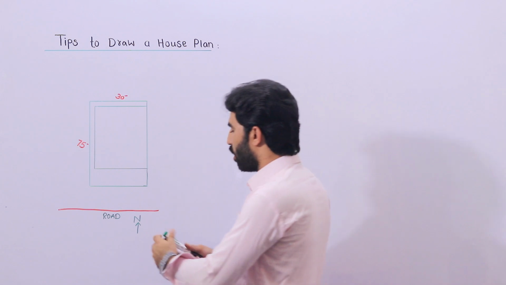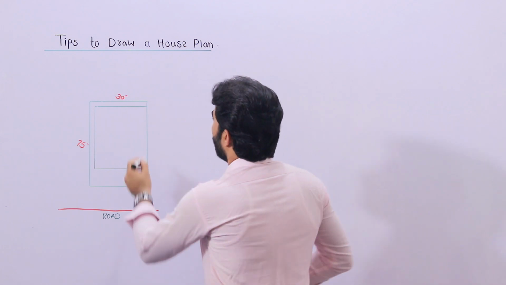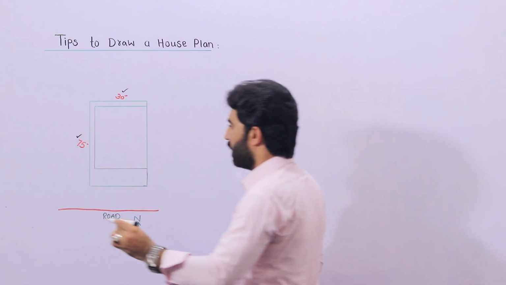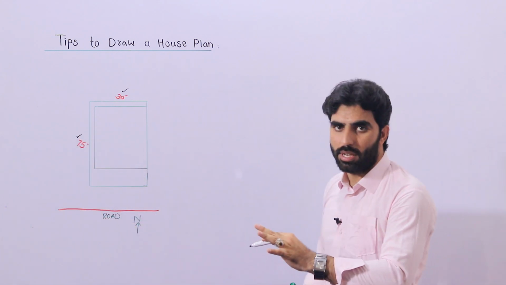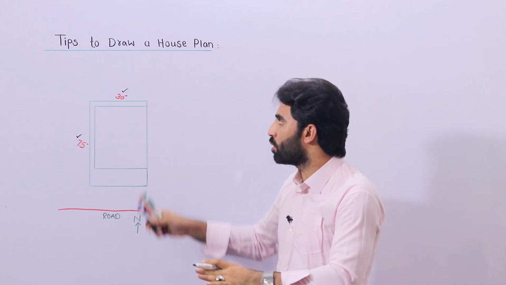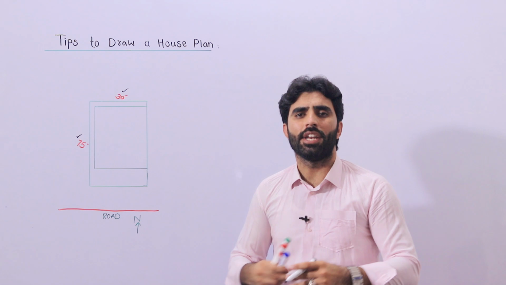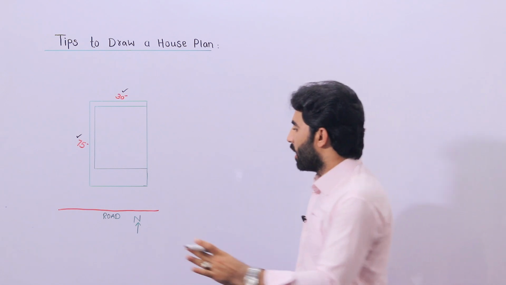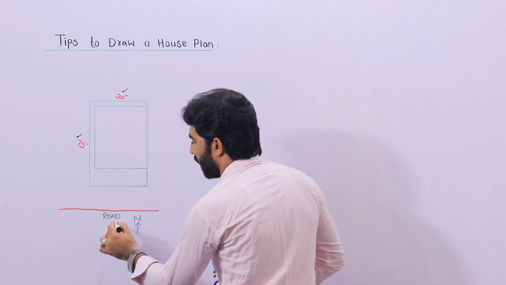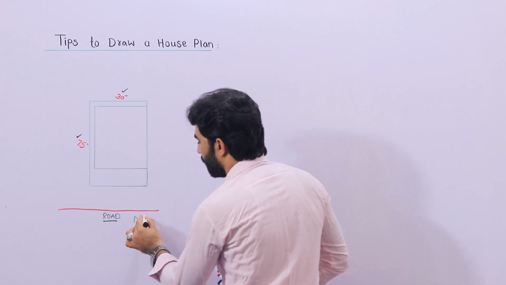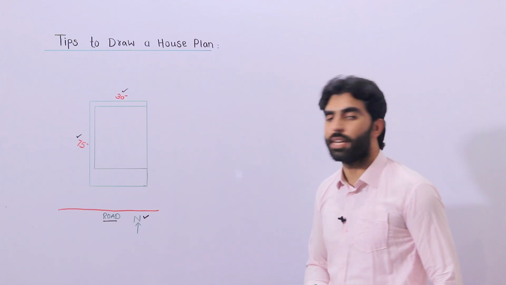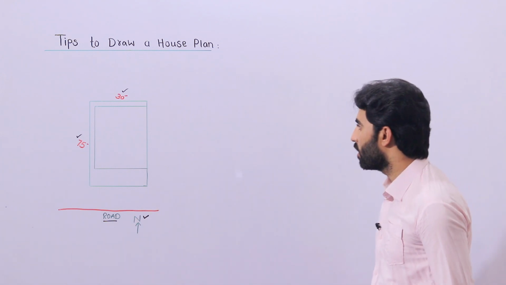As you can see, guys, the plot size is 30 feet by 75 feet. I am just guiding you with important tips to draw a house plan. You can implement the given tips I am discussing in any size of plot, okay? Guys, you can see this is the front side, which is the road, and the front is located in the north direction.